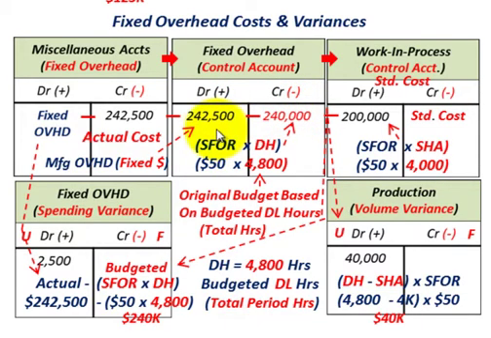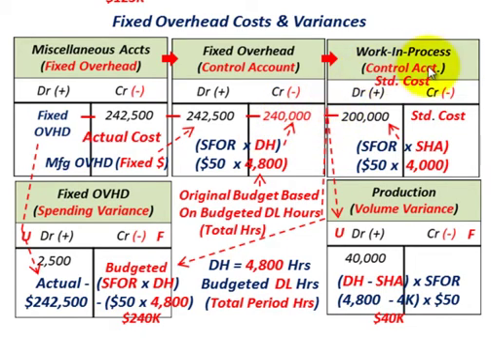So this is the key when you're looking at that fixed overhead control account with the variances, and this is how we came up with that. We take our standard fixed overhead rate of $50 per hour times the denominator hours, the total direct labor hours that we budgeted for the period, 4,800 hours. So $50 times 4,800 hours gives us $240,000.